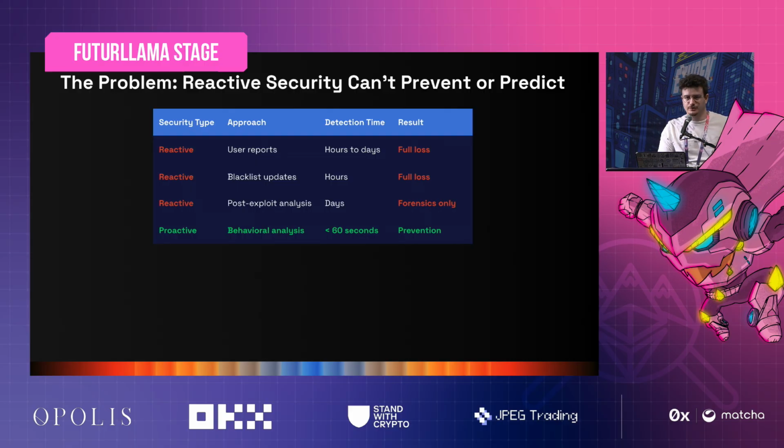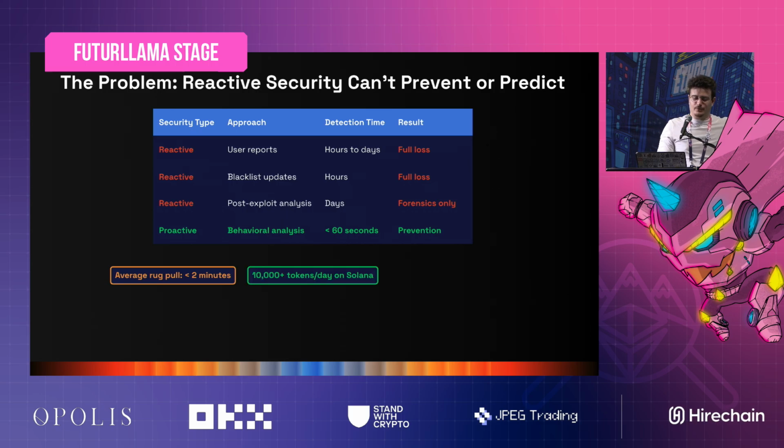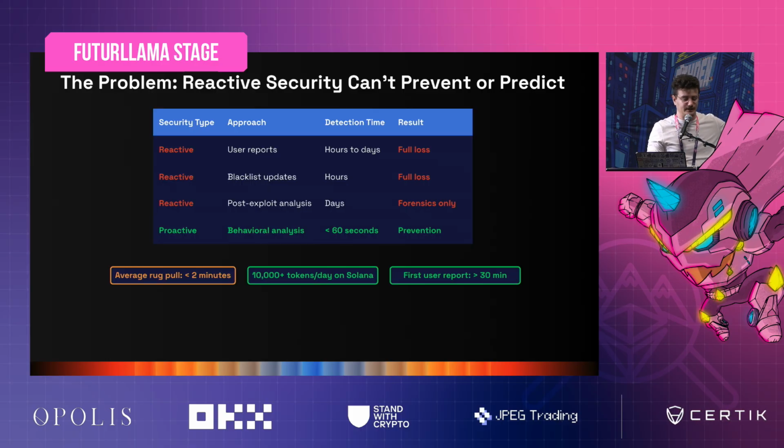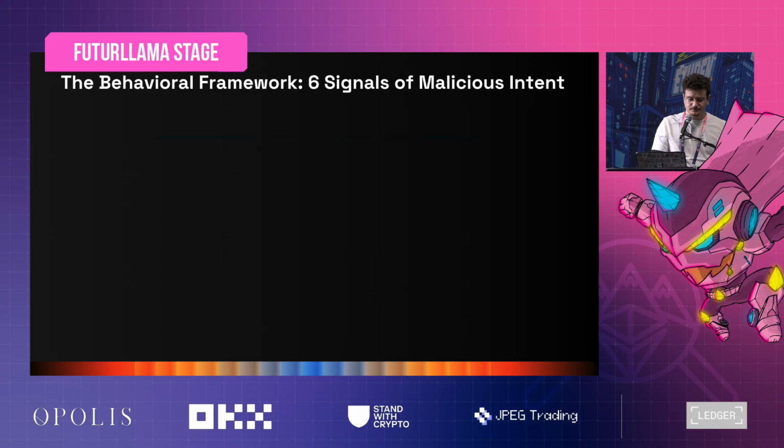So our approach is to detect this before it happens, in less than 60 seconds of everything happening, so the retail doesn't come to enter in this. There is an average rug pull every 2 minutes, with more than 10,000 tokens deployed every day on Solana, and as you see here, the first user report will come after 30 minutes. So instead of waiting for the report, why don't we look at the evidence before anything happens?